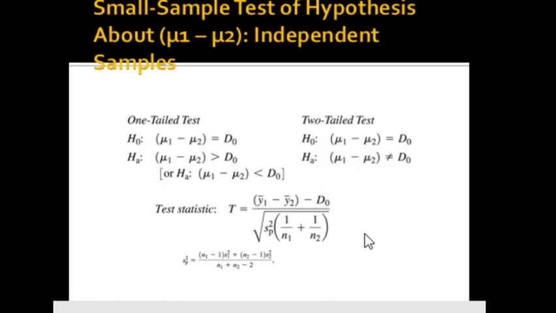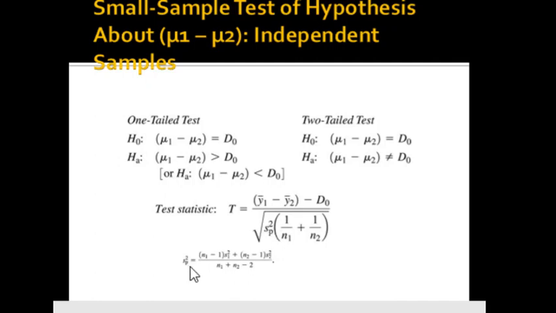Now let's see what happens if we have small samples. So the way we write the hypothesis stays the same. We have mu1 minus mu2 greater than, less than, or not equal to for one-tail and two-tail tests, but the test statistic will be a t-statistic. And the test statistic will be y1 bar minus y2 bar minus d0 from the hypothesis. And then for the variance, we will use a pooled variance, assuming that the two variances are equal.